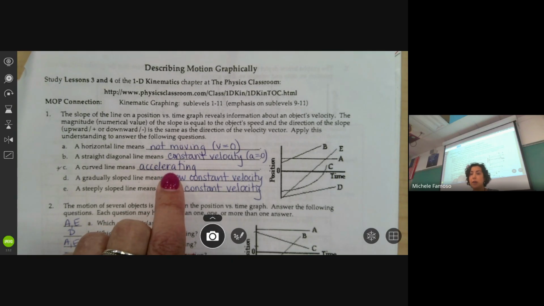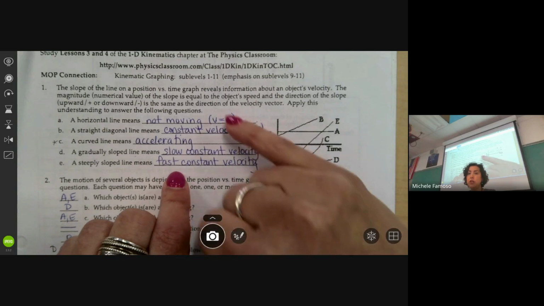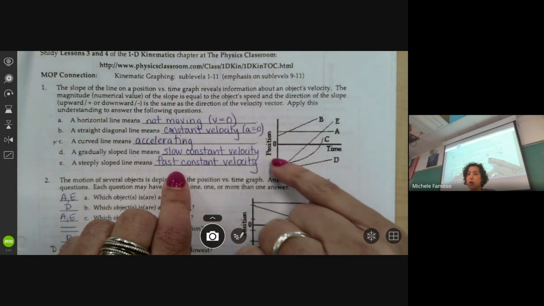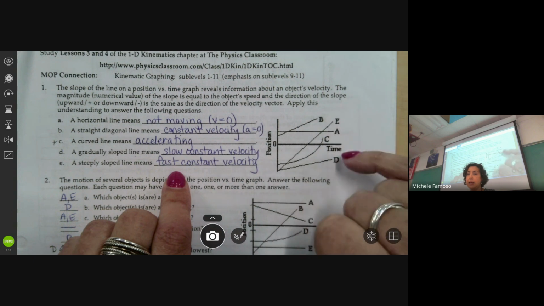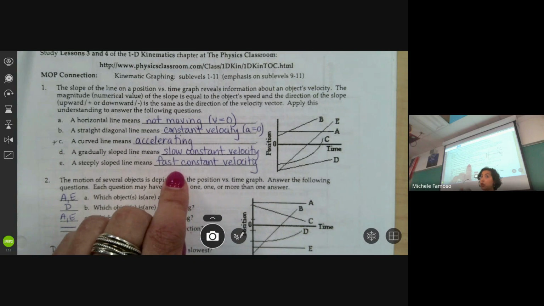Letter C, if you have a curve on a position time graph, that means the object's accelerating or changing velocity. Letter D, a gradual sloped line means you're moving with a slow constant velocity. If it's a steep slope, that means you have a fast constant velocity. So the only new one here is that curve, letter C. Otherwise, A, B, D, and E, you should have known from Unit 2, will appear on tomorrow's test.